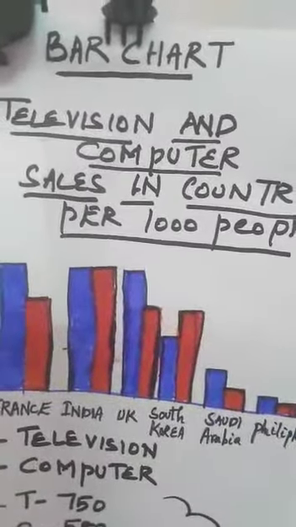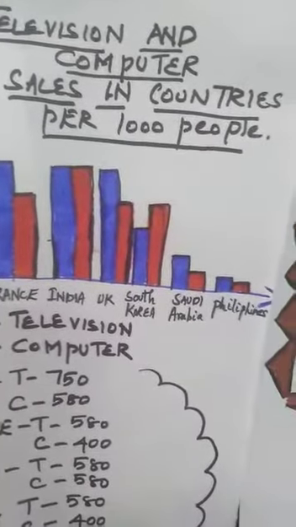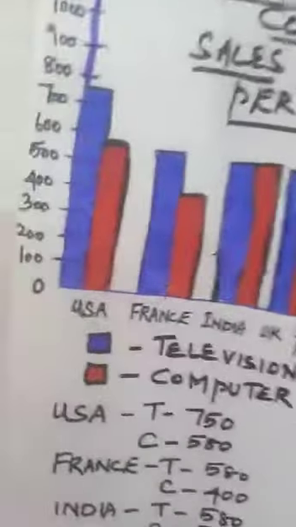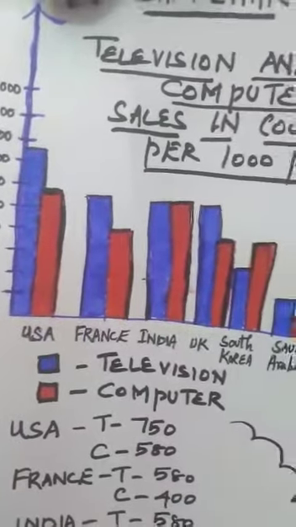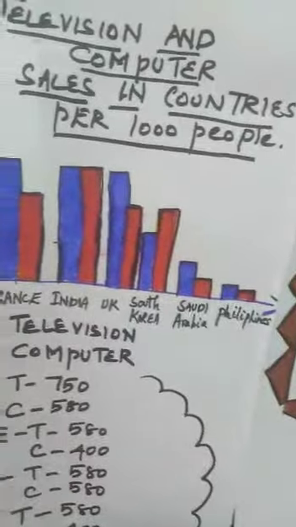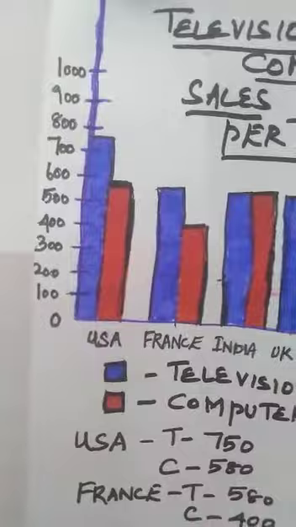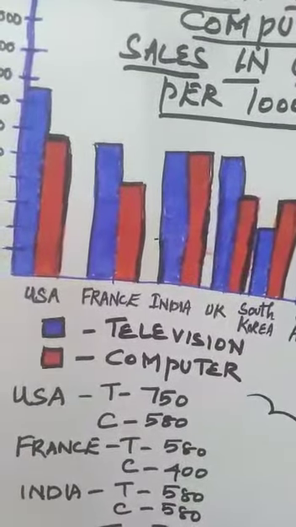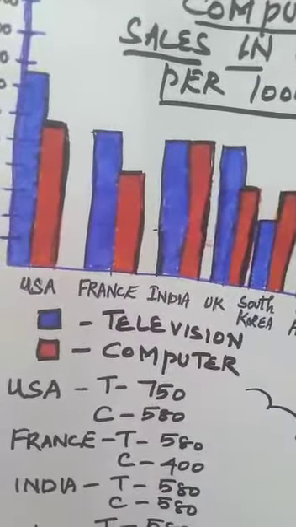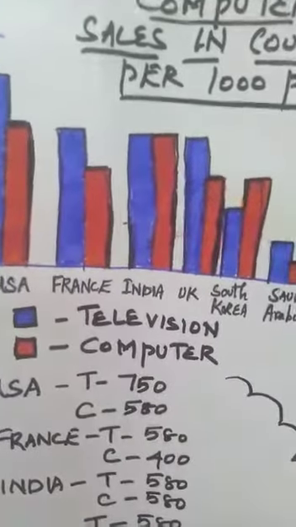Let me start with the topic bar chart. The question that I have selected for today's video demo session is television and computer sales in countries per 1000 people. You are taking two axes of the chart. In the x-axis you have all the countries, and in the y-axis you have 1000 people. The blue bar is for television, and the orange, brick-colored bar is for computers.